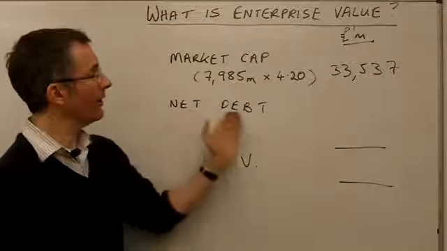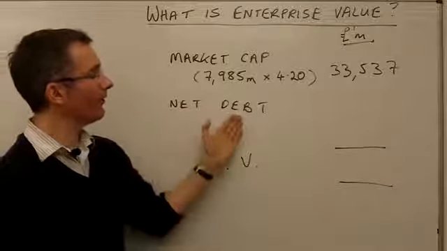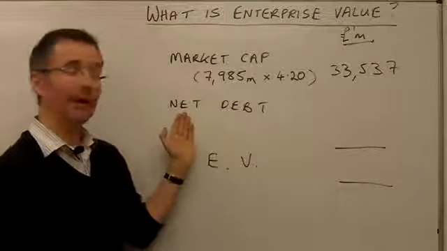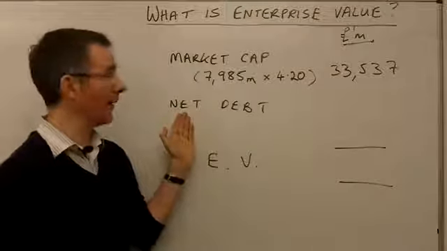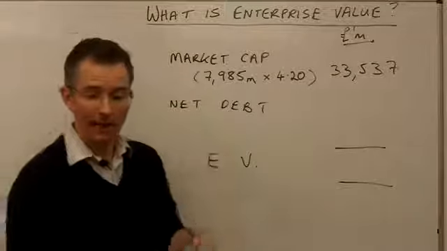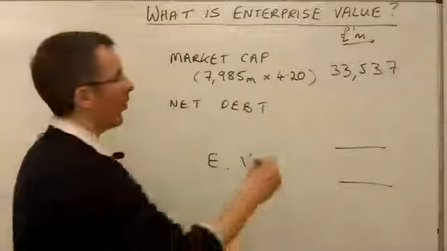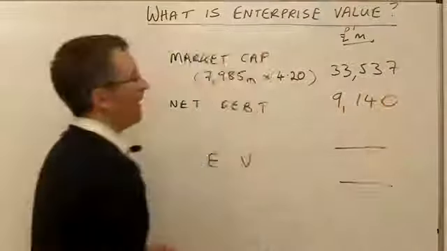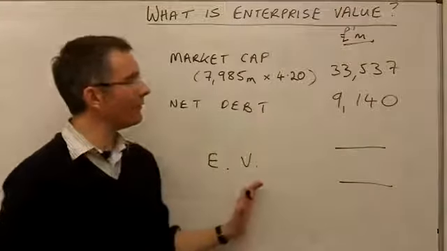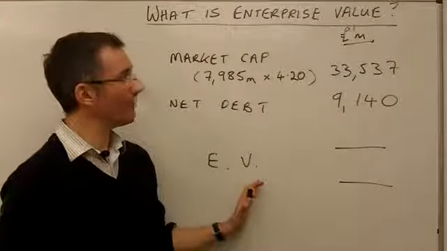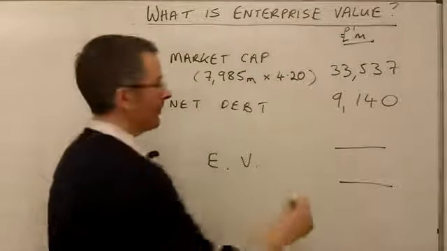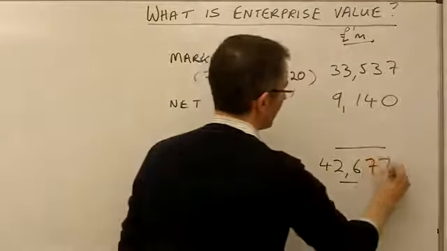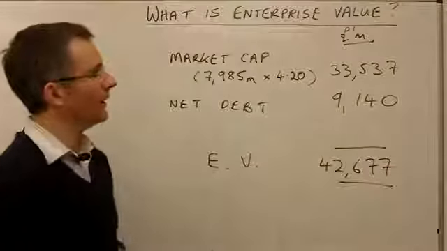So Tesco's net debt, that's long and short-term debt at market value, minus any cash sitting around on the balance sheet, which could in theory be used to pay it down, even if it hasn't, is again a fairly chunky number, 9,140. And that means the enterprise value for Tesco at February 2010 was 42,677 million.